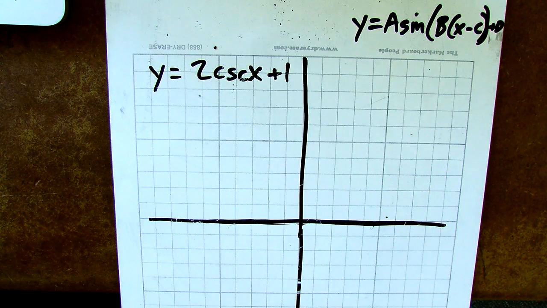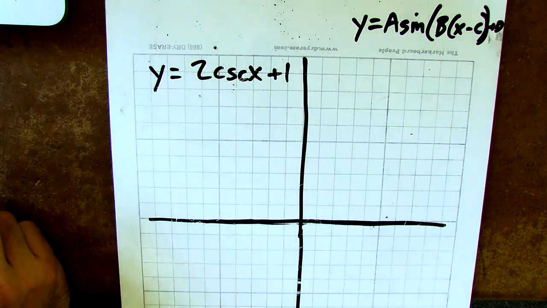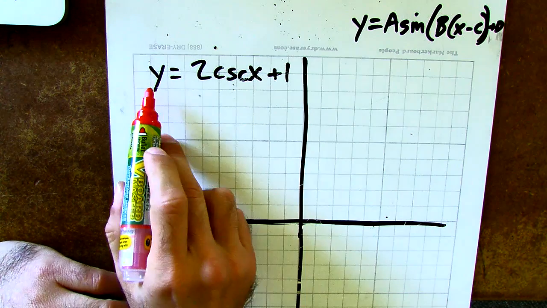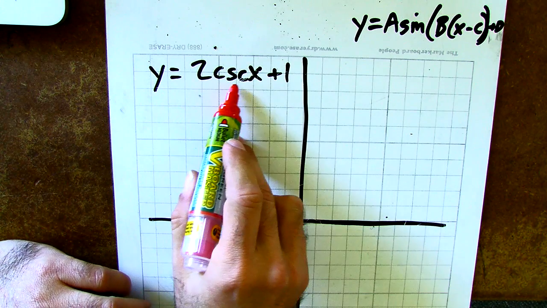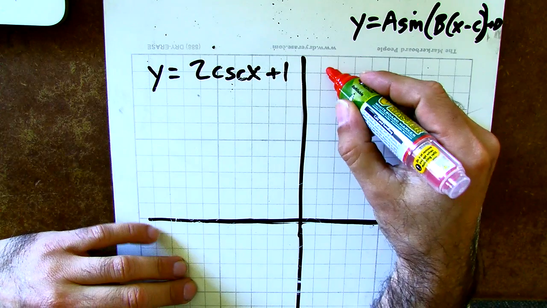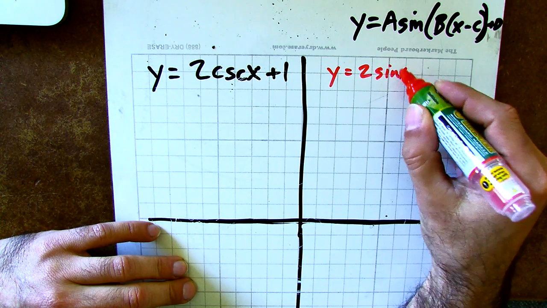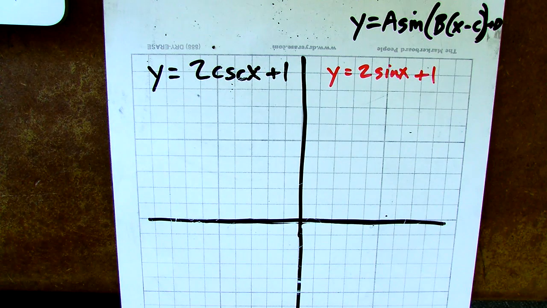Okay, so the main thing here is, we want to graph the cosecant of x. So we want to graph y is equal to 2 times the cosecant of x plus 1. We have to first graph 2 sine of x plus 1. You see? If we graph the sine version of it, then we know where those asymptotes are going to go.